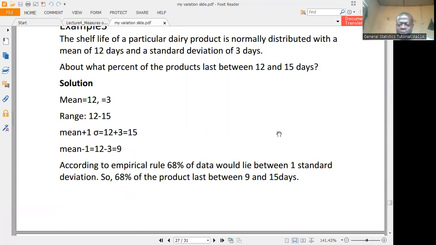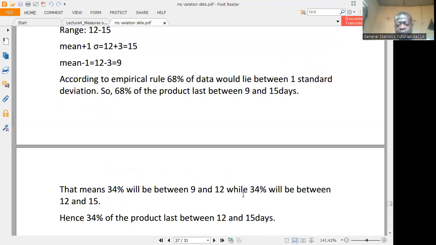This is a very easy thing. Remember that the mean is 12. Now, if the mean is 12, we can actually divide this 68 into 2. If we divide this 68 into 2, we can say that 34% will be between 9 and 12, since between 9 and 15 there are 68. You can see the middle of 9 and 15 is 12. So between 9 and 12, there will be half of this, and between 12 and 15, there will be half of this. So 34% will be between 9 and 12, and the remaining 34% will be between 12 and 15.